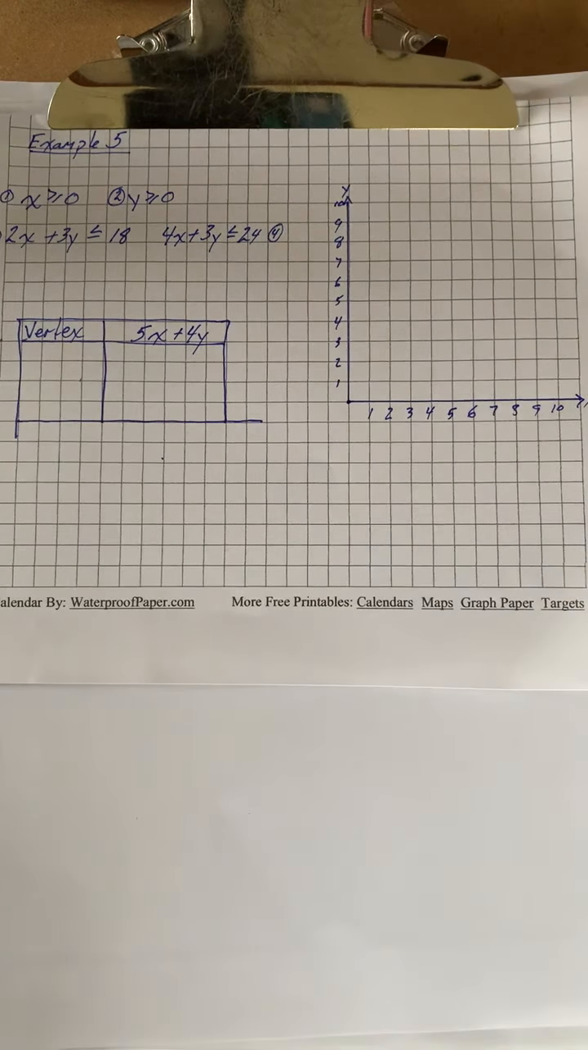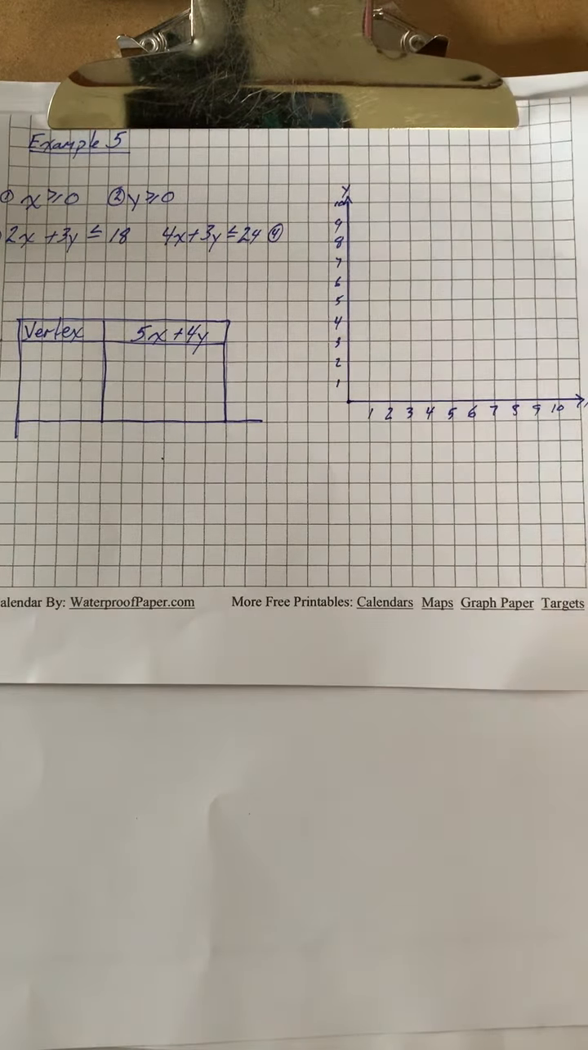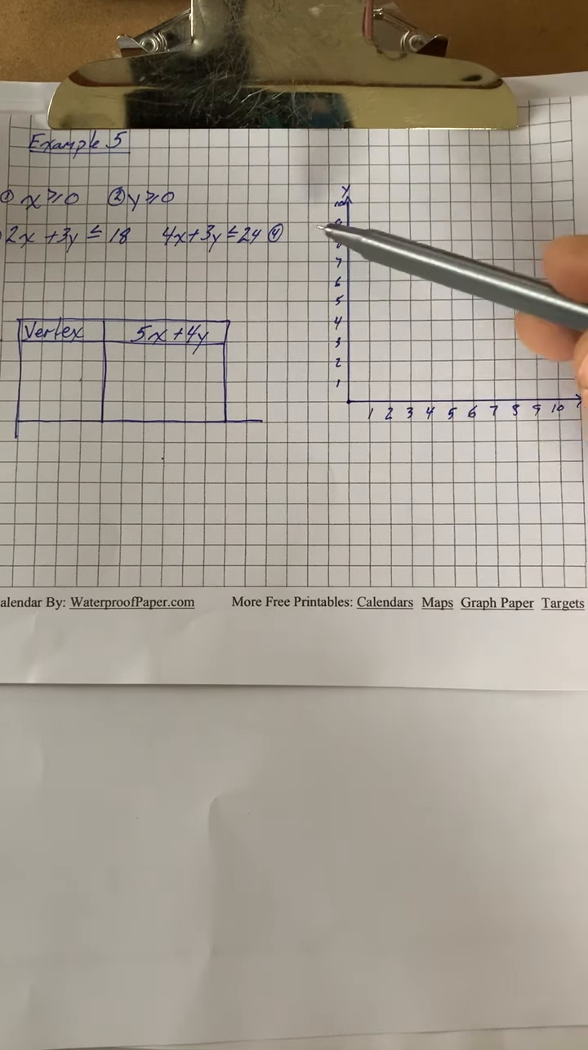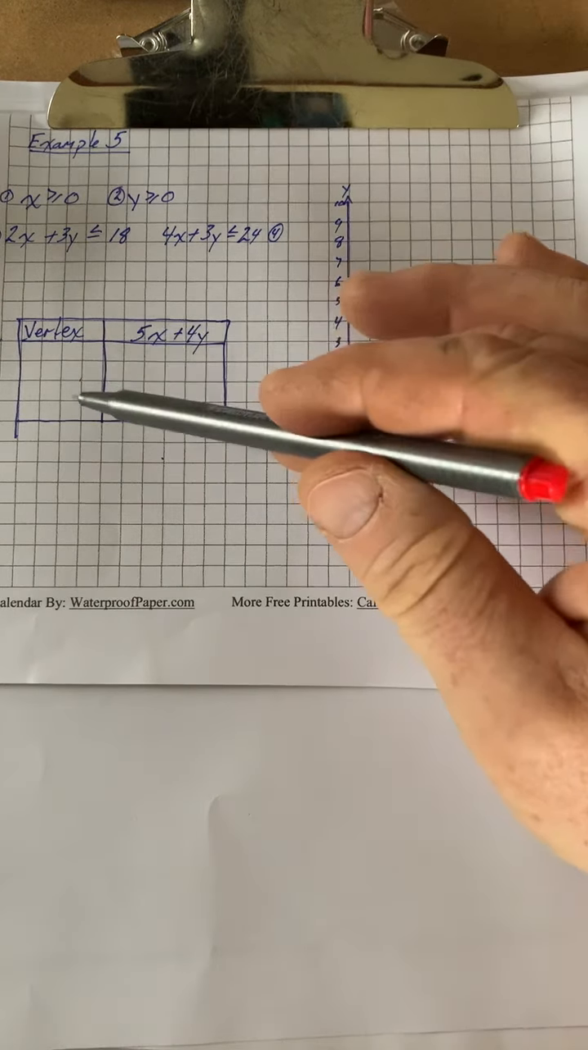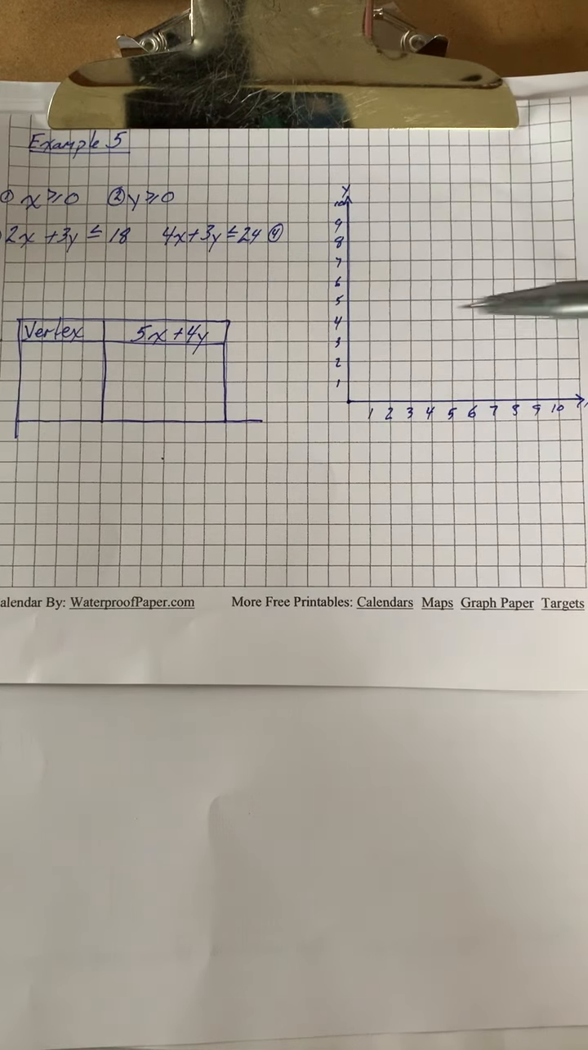So if you think about this in context, if I were doing this with apples and oranges and I wanted to maximize how much profit I'm going to get, these could be profit equations, and the vertices would allow me to pick the best situation for how many apples and oranges to sell to maximize my profit. We'll get into word problems with this, and this is kind of where they go anyway.